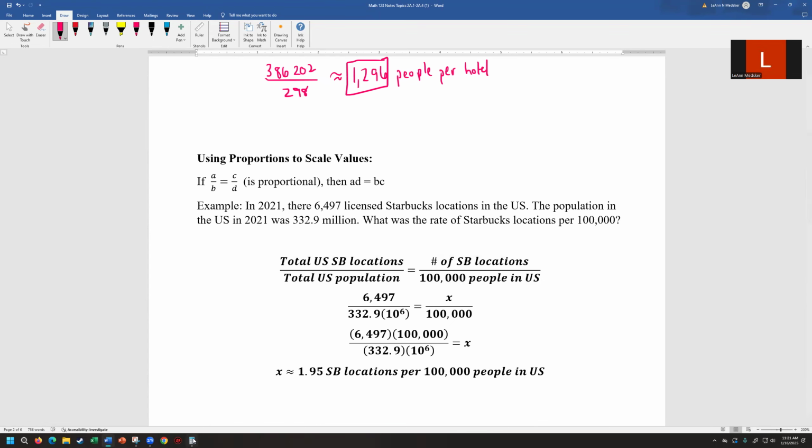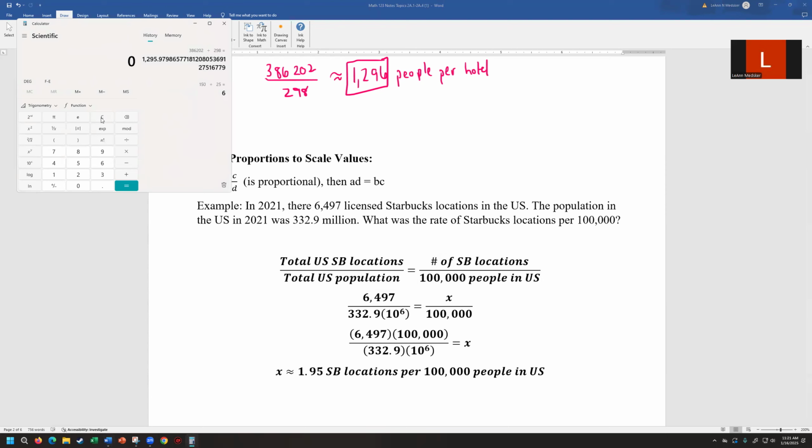Let's double check my math. When I type something like this in, I put the entire numerator in its own parentheses and use the times symbol. That's the top. Then I do my division symbol, and I put the whole denominator in its own parentheses too: 332.9 times 10 to the power of 6. Close that parentheses. Notice that's just the answer for the bottom. It's not giving me the final answer until I hit my equal sign. So notice that is 1.95.